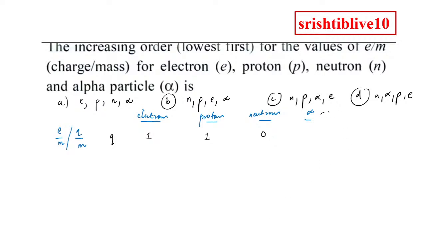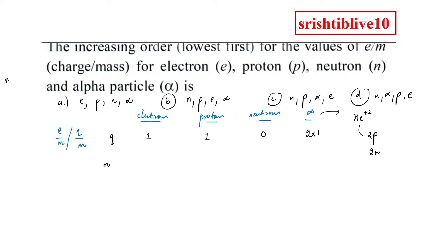What is alpha? Alpha is helium nucleus, He 2 positive. That means you have two protons in helium and two neutrons in helium. If you have two protons in helium, can I say 2 into 1 is the charge of alpha particle, because neutrons are uncharged particles? Yes or no? Neutrons are uncharged particles. Then we have mass. Then we have mass of electron.